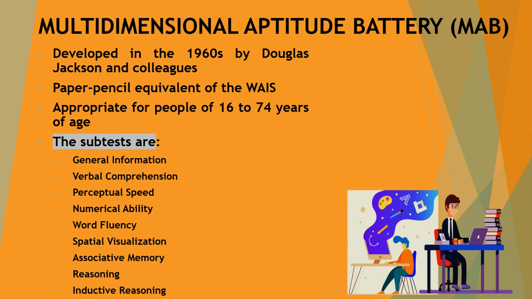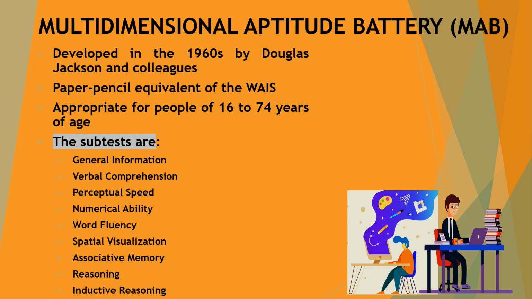The MAB, the multidimensional aptitude battery, is a comprehensive battery of tests that assess various cognitive abilities, including verbal reasoning, numerical ability, spatial visualization, and memory. The test consists of subtests, each measuring a specific aptitude or skill. The subtests are general information, verbal comprehension, perceptual speed, numerical ability, word fluency, spatial visualization, associative memory, reasoning, inductive reasoning, etc. Let's see an example.